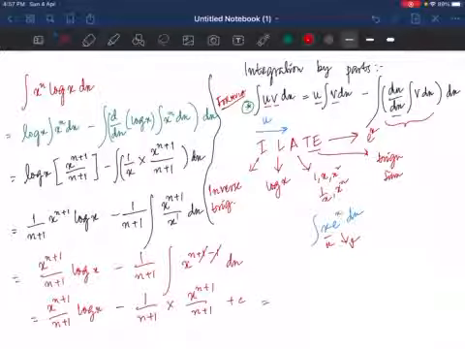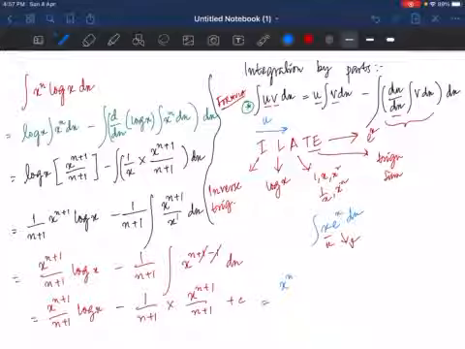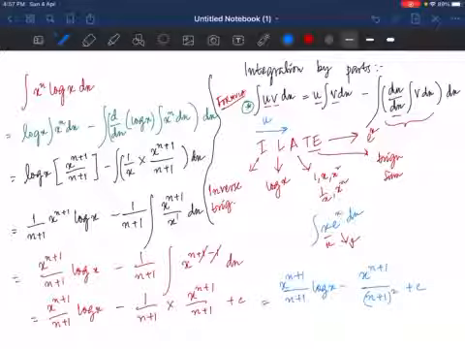So my answer will be x to the power n plus 1 divided by n plus 1 log x minus x to the power n plus 1 divided by n plus 1 whole square plus c. Now from here we can take x to the power n plus 1 divided by n plus 1 common. So if I take that, we have log x minus 1 divided by n plus 1 plus c. That will be my answer.